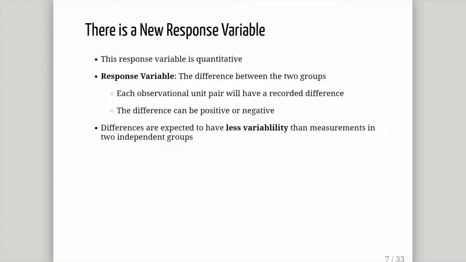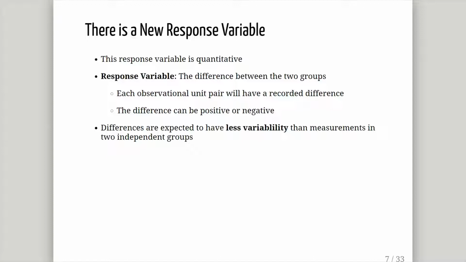So you shouldn't be afraid if you see observational unit pair 1 has a difference of -7. What do we do? You should say, nope, this difference can be negative, can also be positive, so this will be fine.